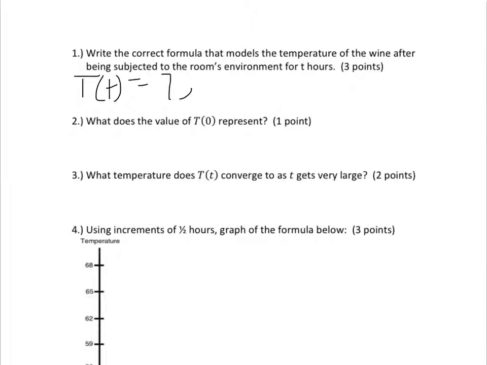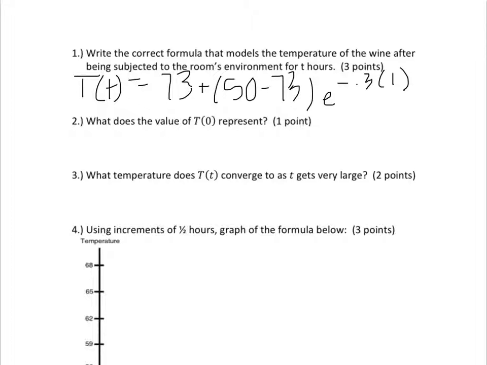73 plus 50 minus 73 e to the negative 0.3 times 1.